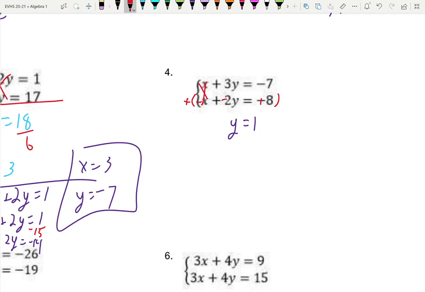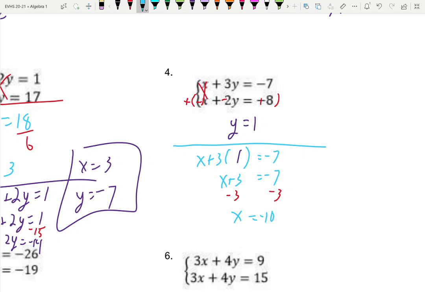Okay, now we're going to go through and substitute into one of the equations. Again, it doesn't matter which one. X plus 3 times y equals negative 7, choosing the top equation. Let's go ahead and do our solving steps. 3 times 1 is 3, so x plus 3 equals negative 7. Now we're going to subtract 3, and that gives me x equals negative 10. So my answer, x equals negative 10, y equals 1.